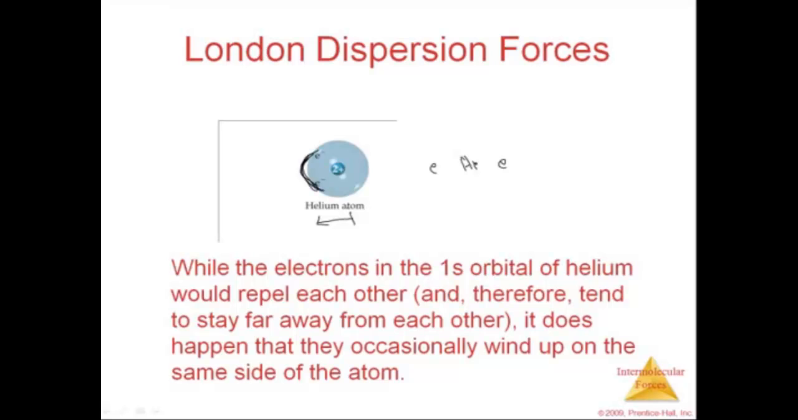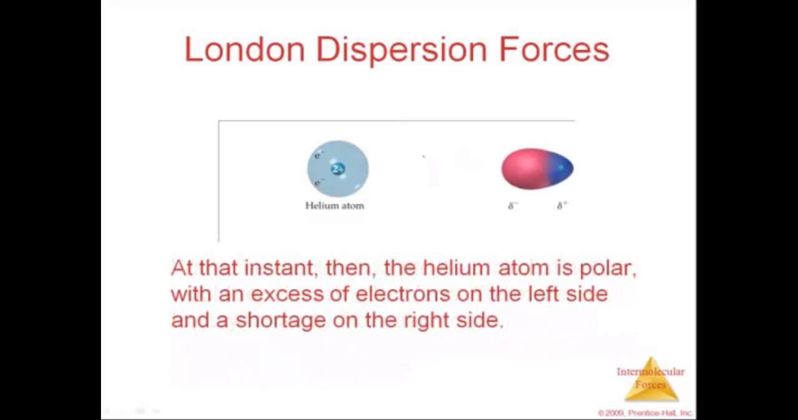But as quickly as it forms, it also comes apart, right? Because the electrons are always moving. So it's an instantaneous, very weak intermolecular force. So for that one instance, the atom or the molecule can become polar.